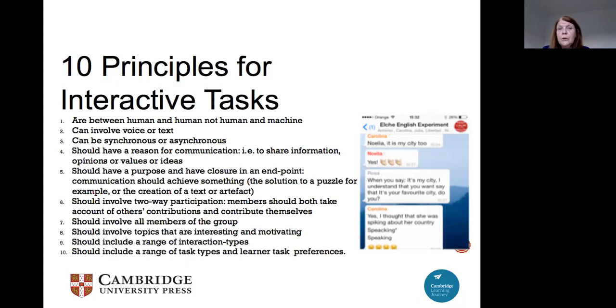The communication should achieve something, for example, a solution to a puzzle, or the creation of a text, so that you know when the activities come to an end. It's particularly important if you're doing an asynchronous activity, so that it comes to a natural end and you don't have to step in and end it before it's finished. It should involve two-way participation. Members of the group should take account of others' contributions and they should contribute themselves. It should involve all members of the group. It should involve topics that are interesting and motivating, a range of interaction types, and a range of task types and learner task preferences.